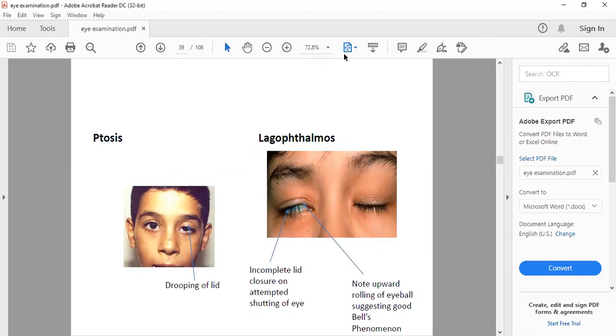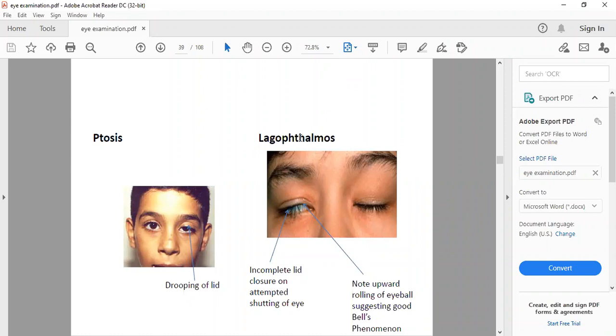And what is lagophthalmos basically? Lagophthalmos is a very important condition because it is seen in facial nerve palsy, and facial nerve palsy is a very common condition. Because the facial nerve is affected, the nerve supply to orbicularis oculi will be affected, and orbicularis oculi will be weak. So the patient will not be able to close the eyes completely. That is called lagophthalmos. So what is lagophthalmos? Inability to close the eyes completely.